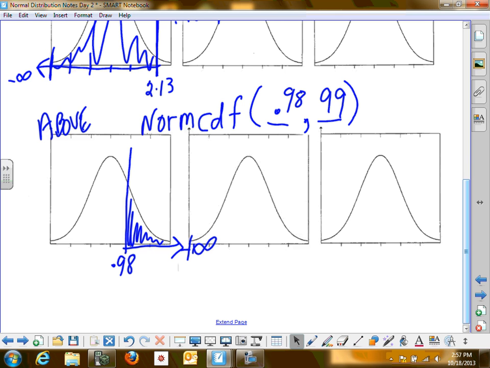Between is the same thing. So let me just show you real quick. If you did norm CDF from 1.6 to 2.6, that would give you the area between those two z-scores. So there you go. So you got your homework, part 1 and part 2.